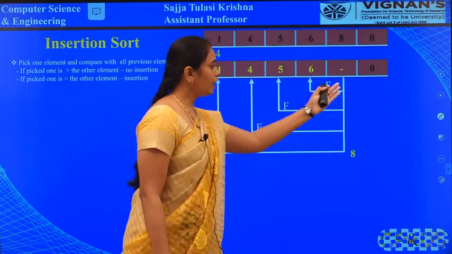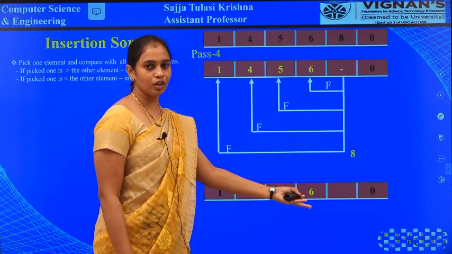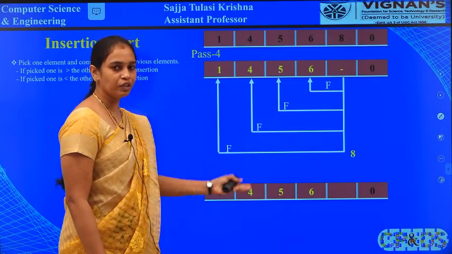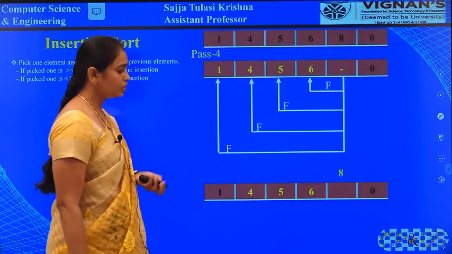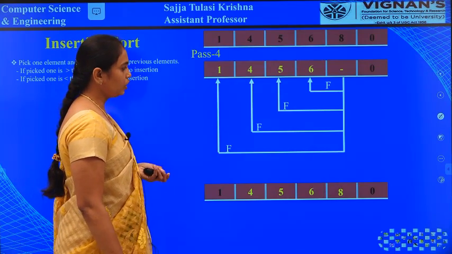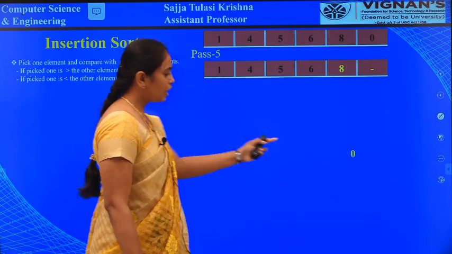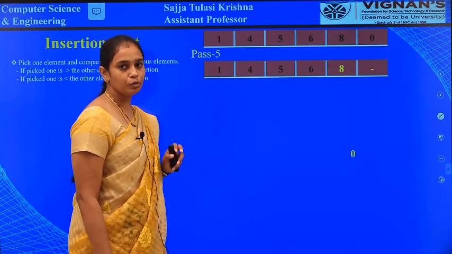Okay. So the 8 is placed where? In its position only. No need to insert in between these elements. So the 8 is placed in its position. Okay. So now coming to the next pass. Now the last element is compared with the remaining elements.